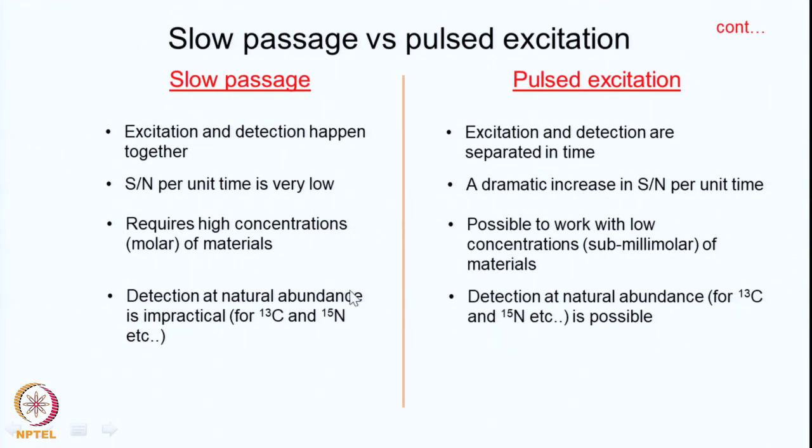In the case of nuclei such as carbon 13 and nitrogen 15 and many others, which have very low natural abundance, it would be almost impossible to detect signals by the slow passage experiments, because the signal to noise will be very, very low. Remember, C13 is 1.1% and nitrogen 15 is 0.37%. To collect signals from such low abundant nuclei, the slow passage experiment would be almost impossible to perform. Whereas here you can do it because you do signal averaging several times, you can co-add the FIDs and Fourier transform at the end. So, these are the important differences between the pulse excitation and Fourier transform NMR compared to the slow passage experiments.